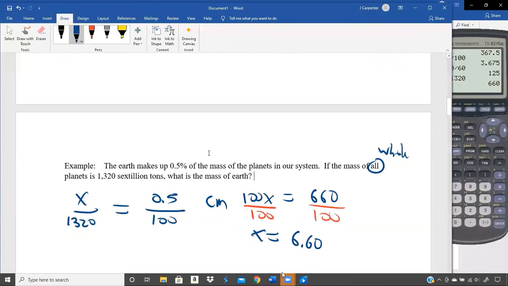But again, 6.60 is not our answer. That makes no sense in context. What are we talking about? Well, the mass of the planets was in sextillion tons, so the mass of the Earth should be in sextillion tons. Tons, not suns. 6.6 sextillion tons. And those are very, very large masses.